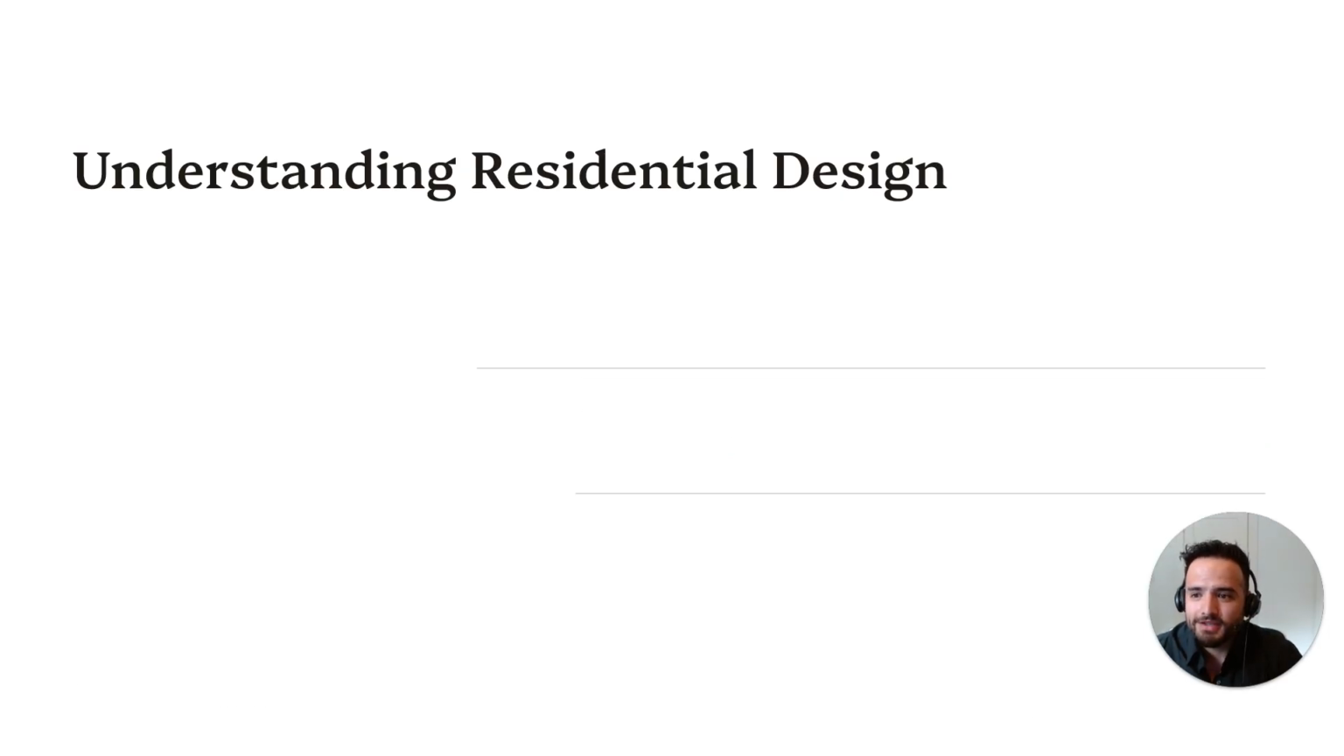Okay, this slide is about understanding residential design. When we talk about residential design, it's not just about picking colors or making something look pretty. Good design is about three things: feeling, flow, and function. First, feeling. How the space makes you feel. A well-designed home feels right, warm, welcoming, and connected.